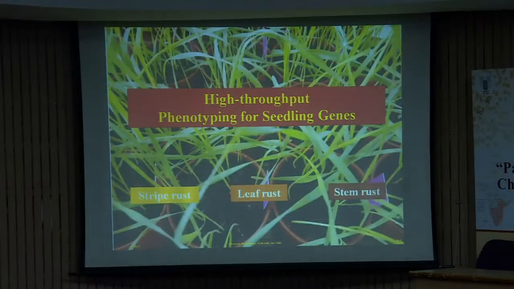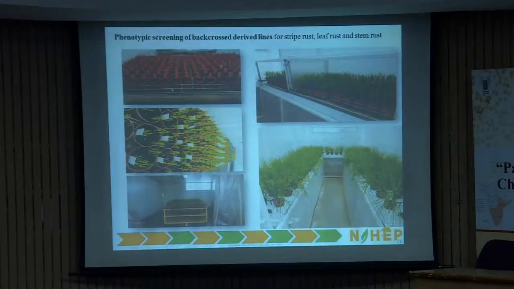Before that, high throughput phenotyping is very important, because you have to evaluate a large number of lines, and you even have to evaluate them against different countries' pathotypes, if you have to use them for other countries too. Individually, these differ as far as rusts are concerned. Stripe rust needs a different temperature regime, leaf rust needs a separate one, and stem rust also needs a separate temperature regime. So they have very high throughput, not like in India, where we are a bit far behind.